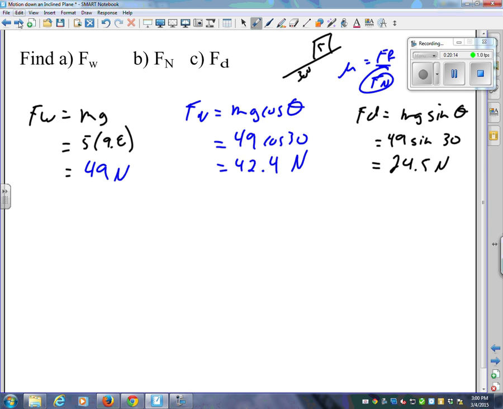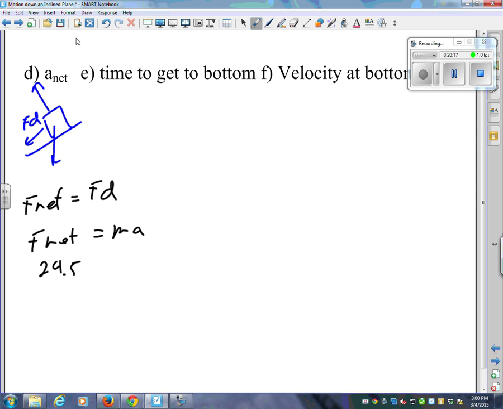24.5. The net force is the sum of all the forces, but we're really only interested in the sum of all the forces in the plane of movement. Like, this normal force isn't contributing to the acceleration. I'm only really worried about the up and down the plane forces. So 24.5 is equal to my mass, which was 5, times my acceleration, so my acceleration is 4.9.